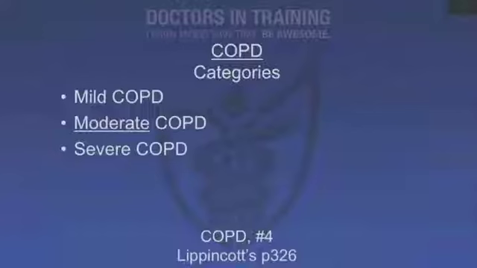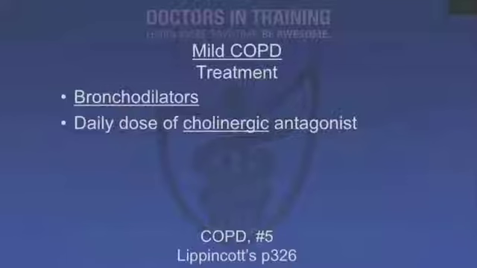When we talk about classification of COPD, it's really divided into 3: mild, moderate, and severe COPD. For patients with mild COPD, you're going to treat that with bronchodilators, the beta-2 agonists, and in COPD, often you'll use a daily dose of the cholinergic antagonists like ipratropium or its long-acting version, tiotropium.